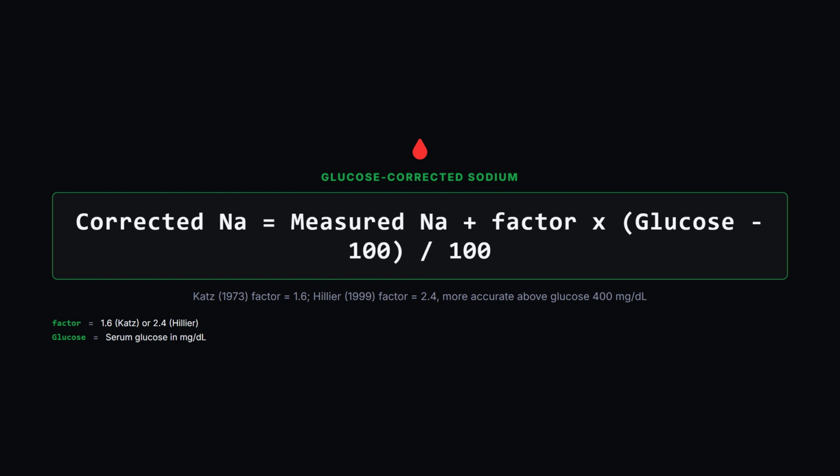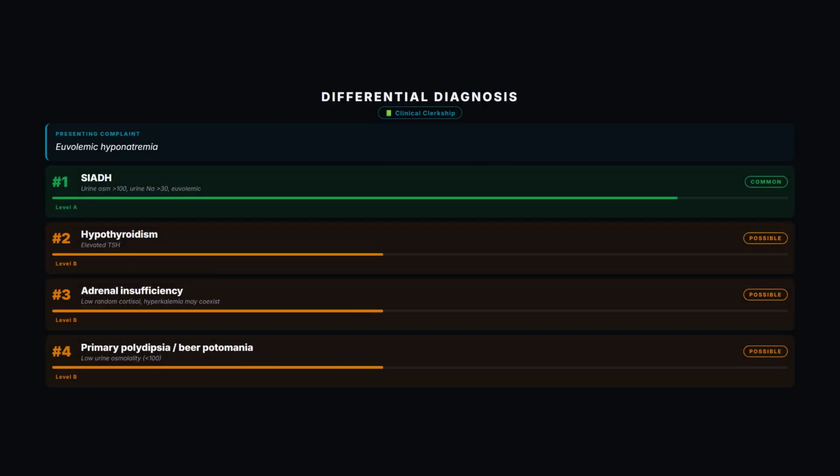The euvolemic bucket is where most diagnostic dilemmas live. SIADH remains the leading cause, but don't anchor before ruling out hypothyroidism and, critically, adrenal insufficiency. A random cortisol won't cut it if suspicion is high. Primary polydipsia and beer potomania round out the differential, both distinguished by a low urine osmolality that SIADH won't give you.